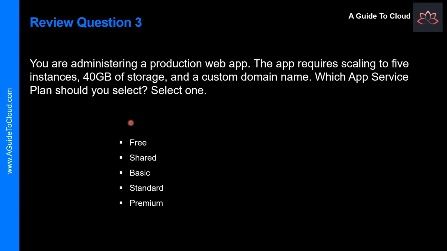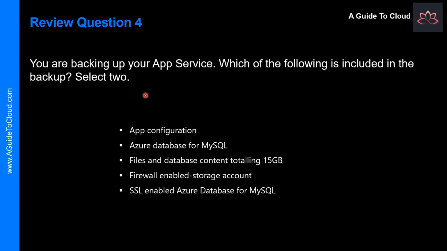You are administering a production web app. The app requires scaling to 5 instances, 40 GB of storage, and a custom domain name. Which app service plan should you select? Select one. Based on the requirement, the correct answer is standard. The standard app service plan meets the requirement at the least cost. Let's look at question number 4.